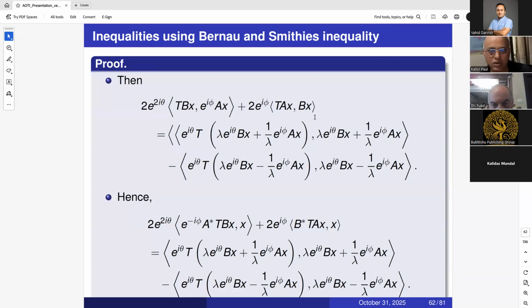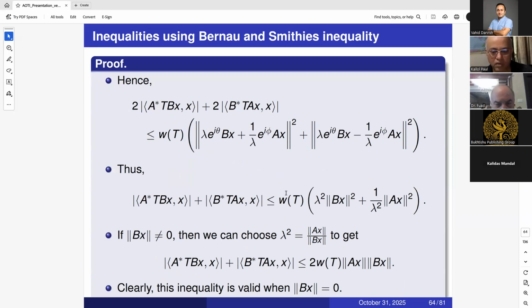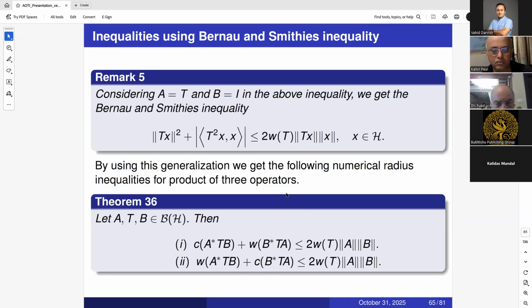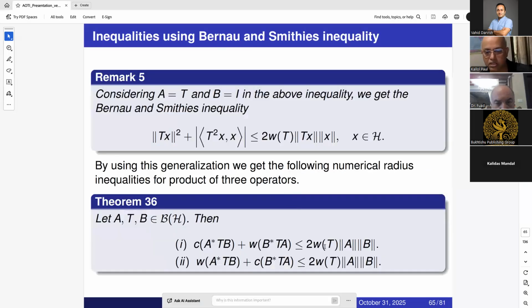So what is the advantage of doing this equality? The advantage is that from there I can develop some lower bounds which improve on the classical bounds. That I will show you right now. So w(T) is greater than or equal to these things. This is where it actually develops. If you take A equal to T and B equal to Y, you again land at this.